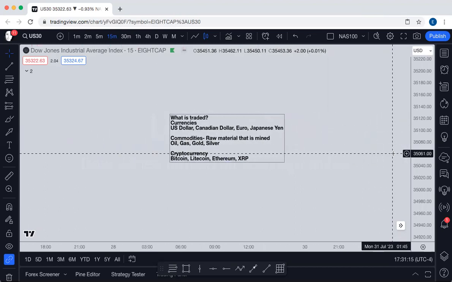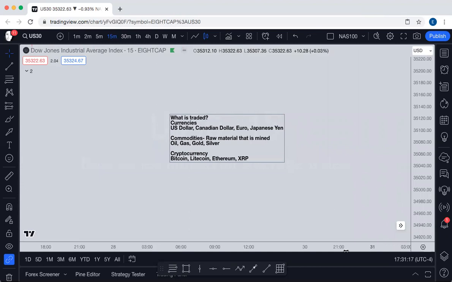So let's talk about what is traded. Okay, you can trade currencies, right? So that's the US dollar, Canadian dollar, euro, Japanese yen. You can trade commodities, okay? So oil, gas, gold, silver, platinum, and cryptocurrencies. So Bitcoin, Litecoin, Ethereum, XRP. Obviously, there's more to it, but those are just a couple of examples.